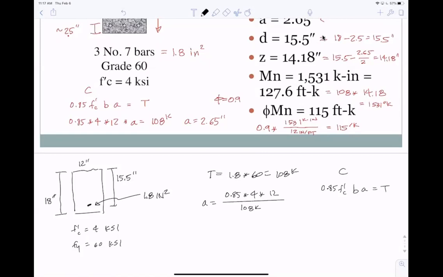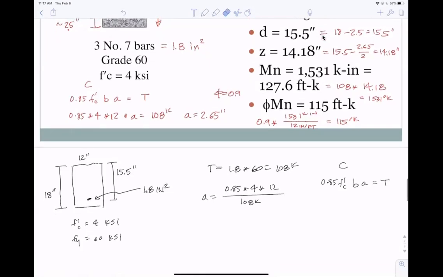Okay, I just did that in my head. It's 0.85 f'c b times a equals T, C equals T. And I just put, oh, see, it's a good thing I double checked. I did that wrong. So it's T, 108 kips, divided by 0.85 f'c times b, which is 12. Okay, so I'll run that out. 2.647 inches.